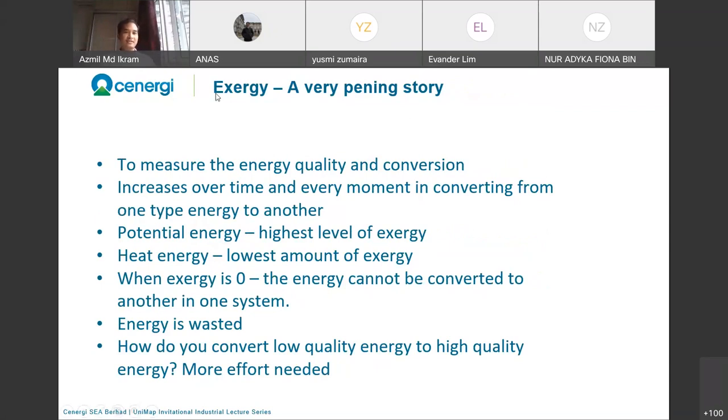Like the title says, exergy, a very pinning story. It's a complex, confusing, interesting concept, which is actually about energy quality. You have all sorts of energy that I mentioned just now. If I'm not mistaken, there's 8. There is a hierarchy of energy, apparently. One of the high quality energy forms is, for example, potential energy, kinetic, something that moves.